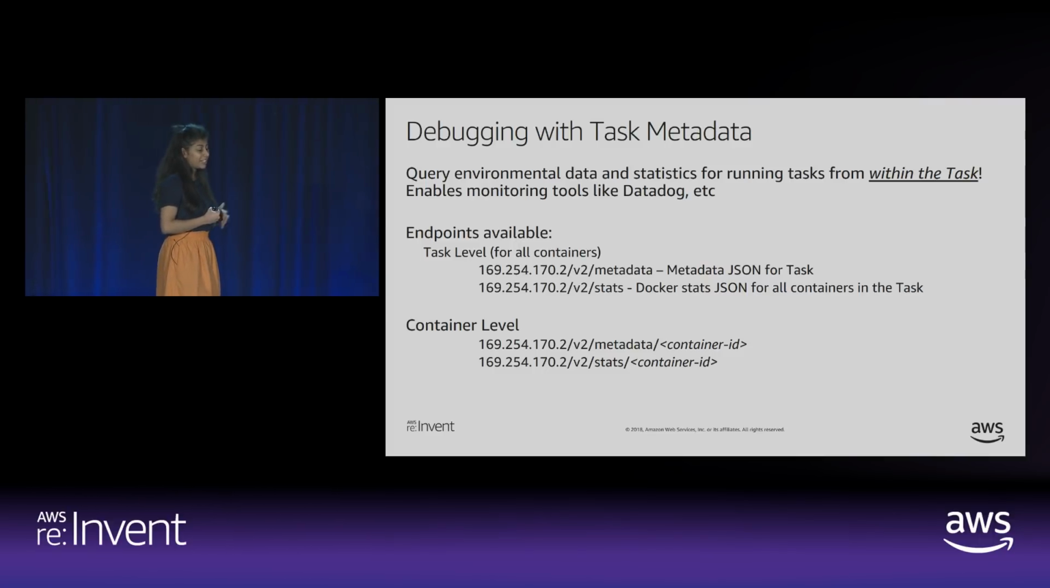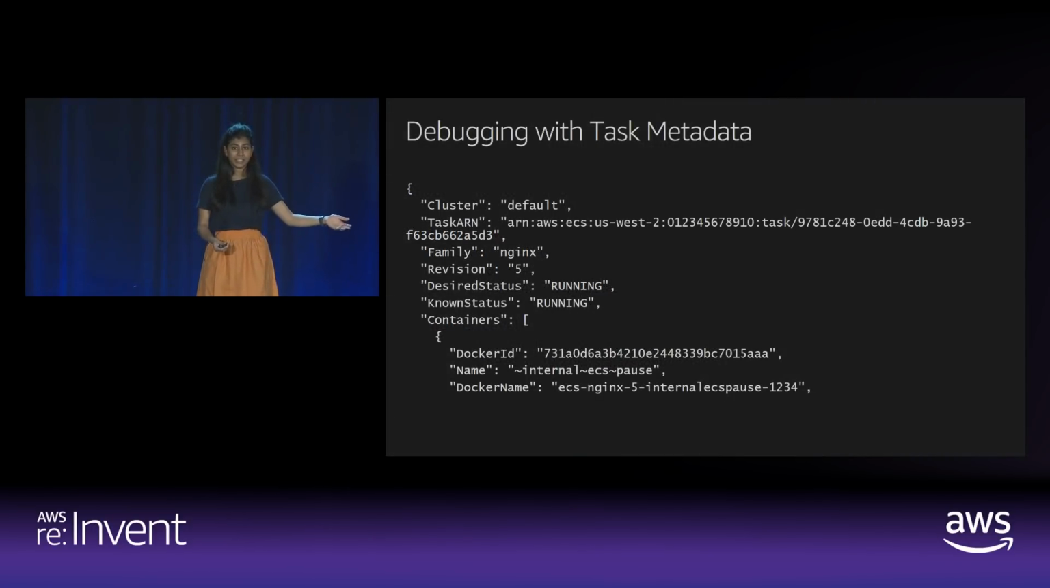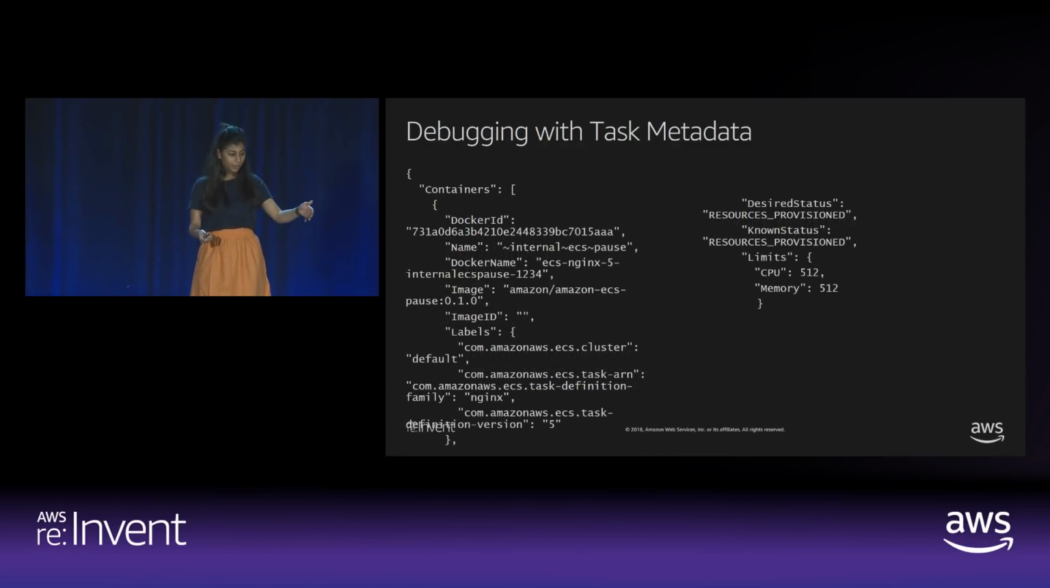And this information is something our partners like Datadog actually use to publish those metrics in the dashboard that we saw a little bit earlier. So when you do hit that endpoint, you will get a metadata response that looks like this, where you have the Docker ID, you have more labels, you have more granular statuses that are out there. So you can use this to troubleshoot more.